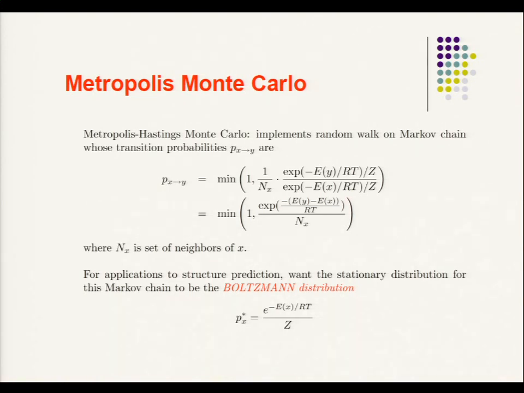We will show that under certain conditions, the stationary distribution of the Markov chain is such that the probability of state x is equal to e to the minus energy of x over RT, divided by the partition function, which is the sum of all such Boltzmann factors.